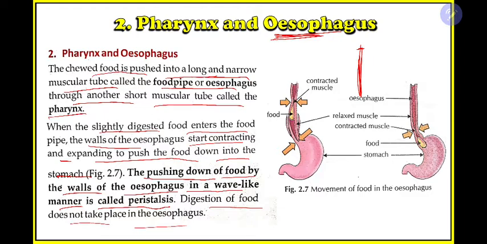So how does the movement of food take place in the esophagus? It takes place by a special type of movement known as peristalsis, or peristaltic movement. This process is known as peristalsis. So what happens is movement.